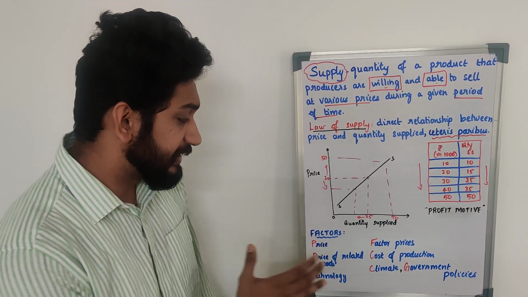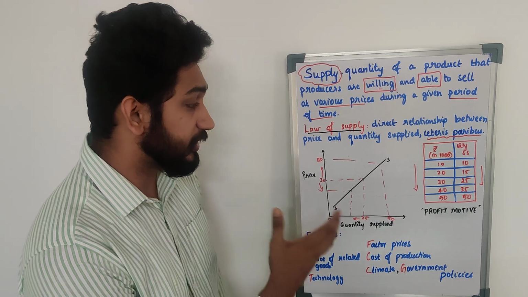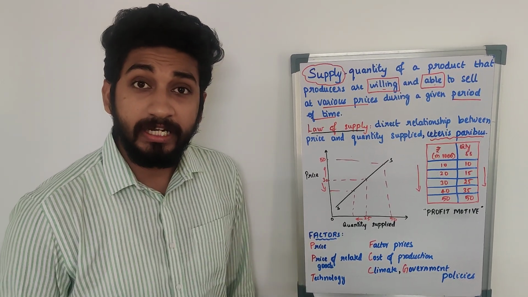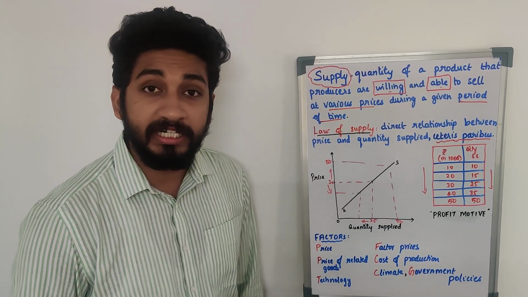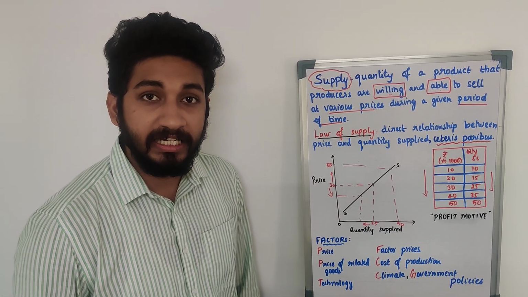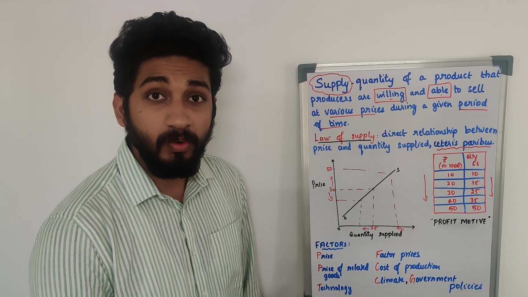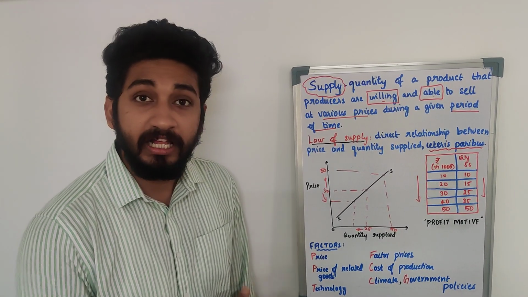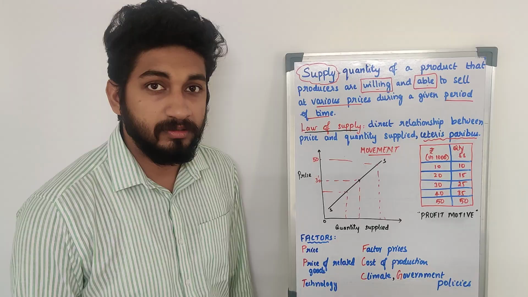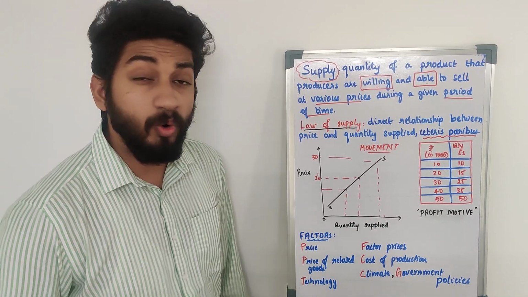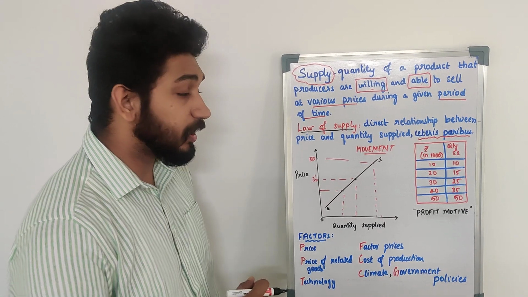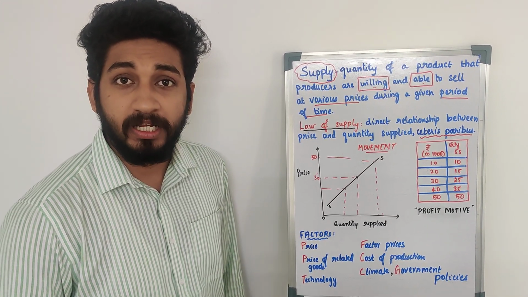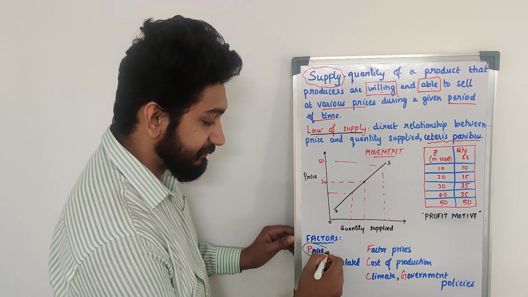So how will these factors have an impact on the supply curve? We know that producers are profit motivated. So when they want to increase the quantity supplied, obviously they will increase the price. Now let us understand how these factors will affect your supply curve. When will there be a movement in the supply curve, like how we saw in demand? The movement on the supply curve will be only because of the price factor.